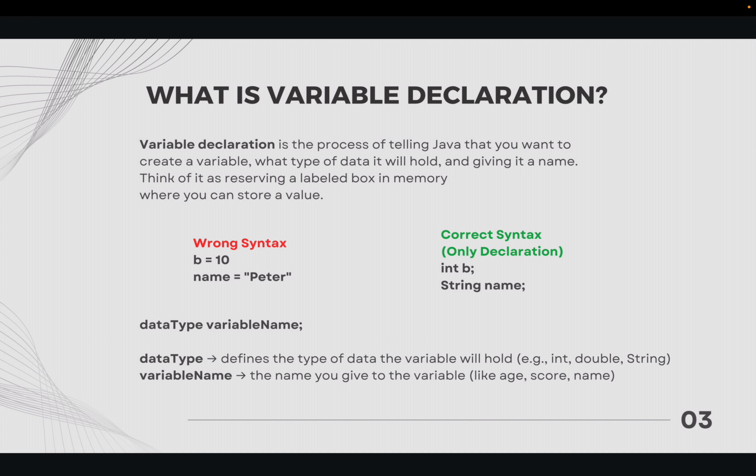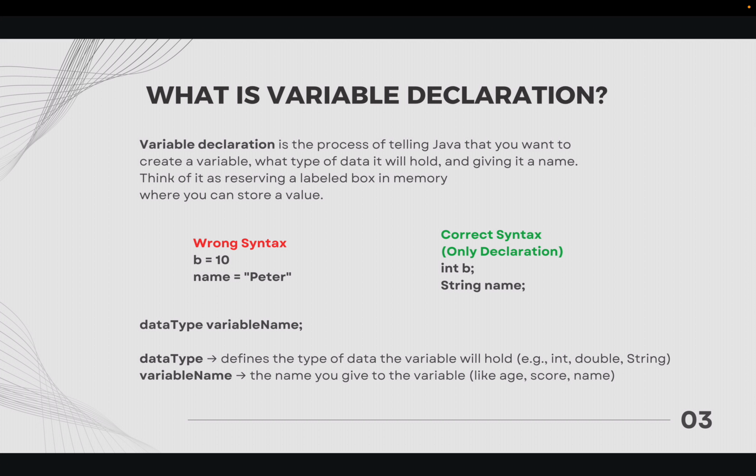If we know that our variable needs to store an integer, we can declare it in this format. And for text, there is a specific data type, String. So the variable will be declared in this format: String name. So the syntax is data type and variable name. The data type defines the type of data the variable will hold, for example, int, double, String, etc. And the variable name is the name you give to the variable, for example, age, score, name, etc.